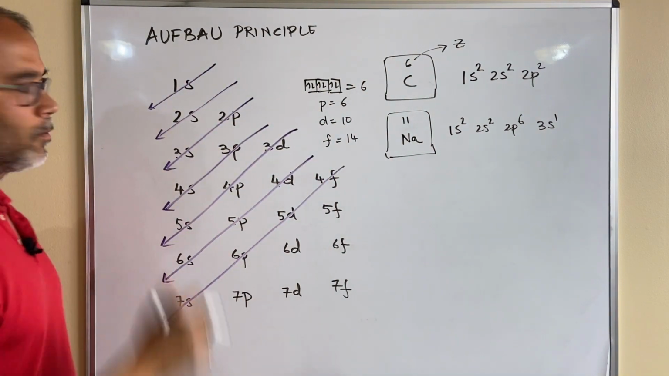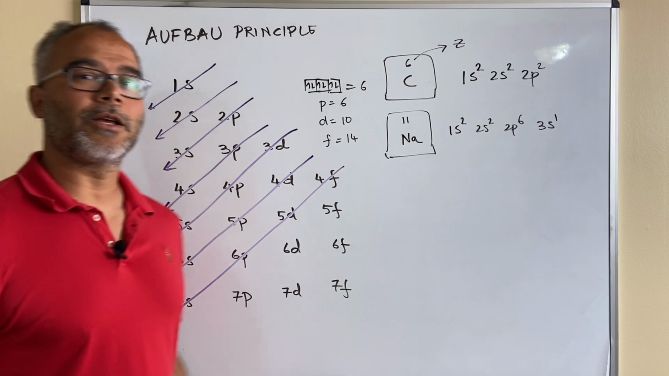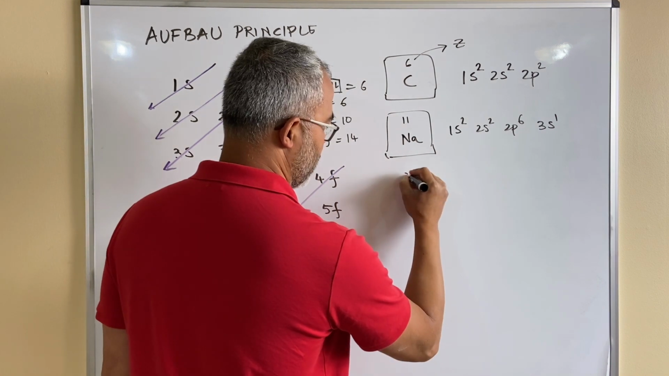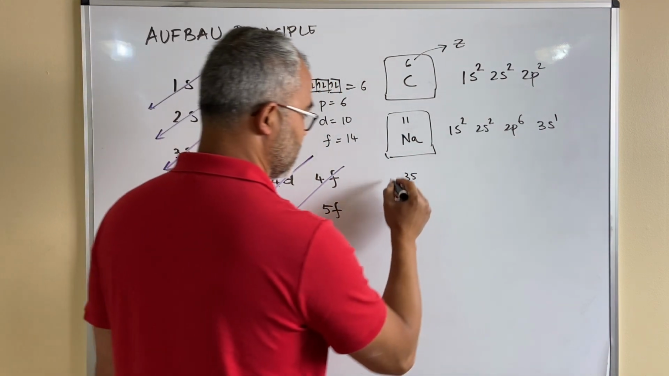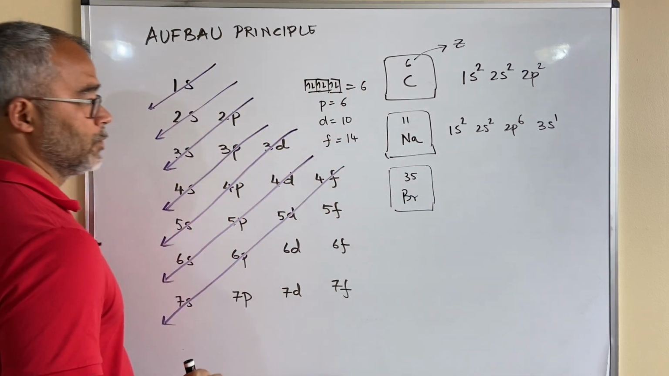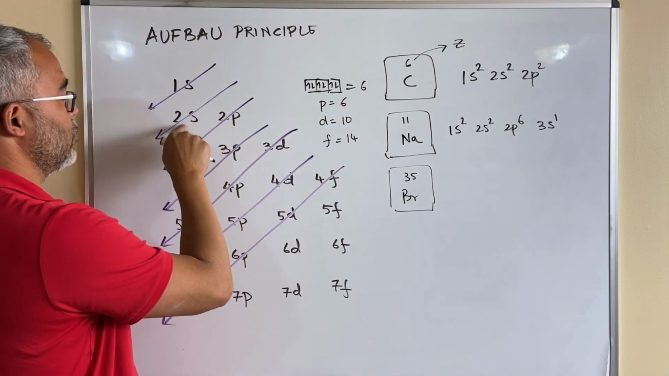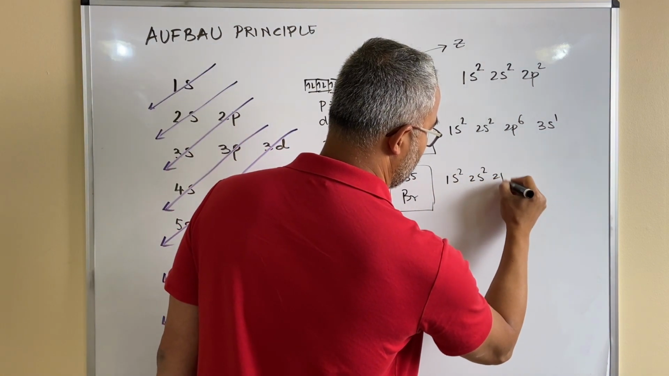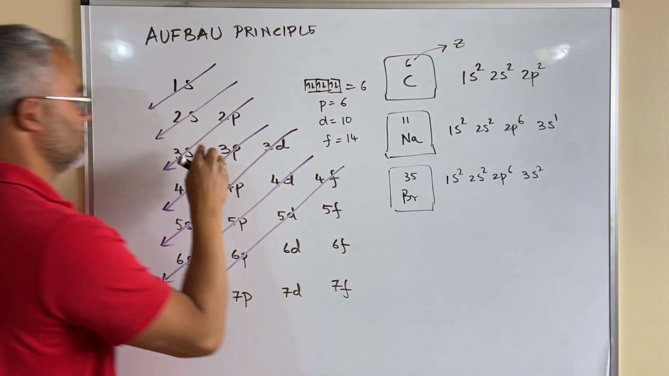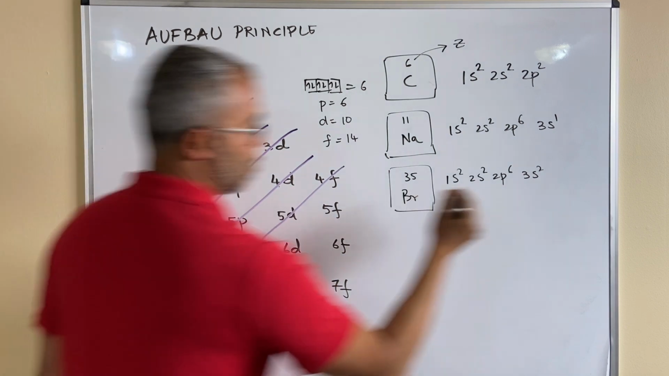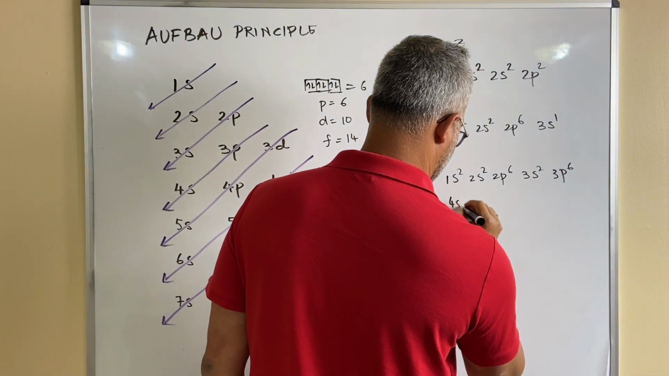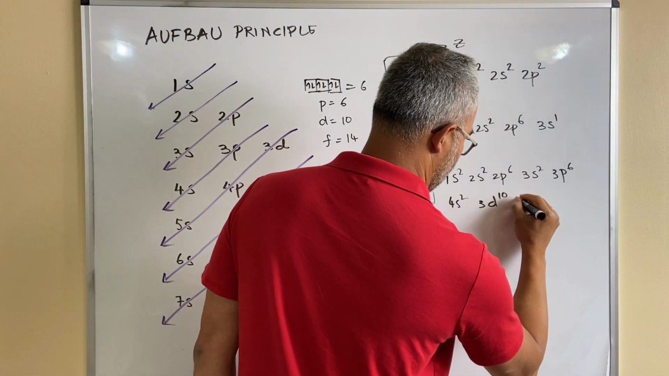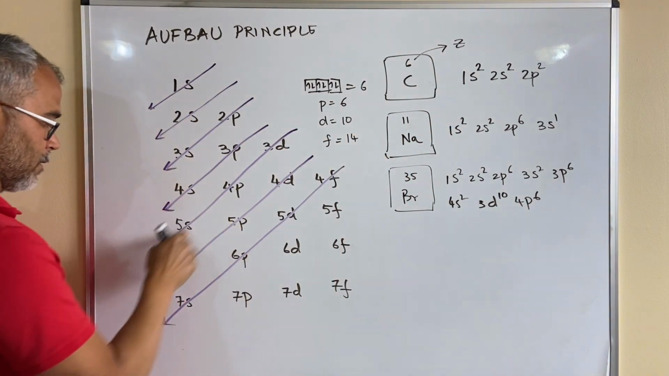Let's do one more. Let's say we have to calculate the electronic configuration for bromine. You look at the periodic table, and bromine is 35. That's a big number. So 1s2, 2s2, 2p6, 3s2. Let's keep going, we're going to be going for a while. 3p6, 4s2, 3d10, 4p6, 5s2.